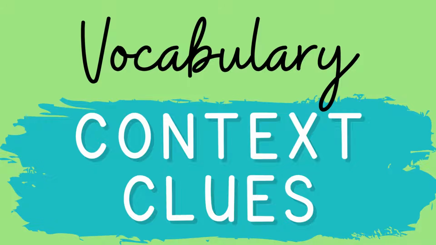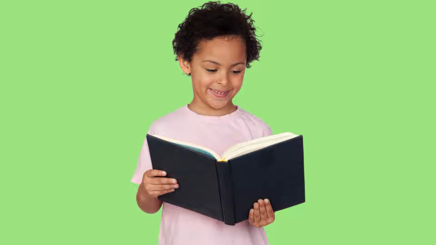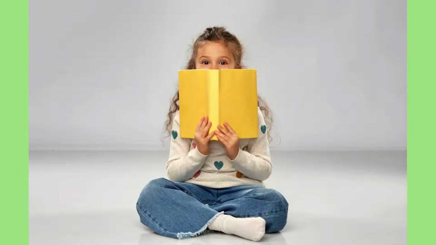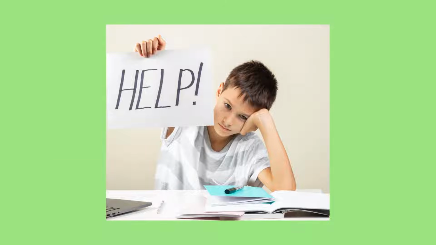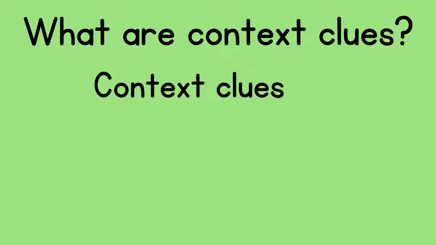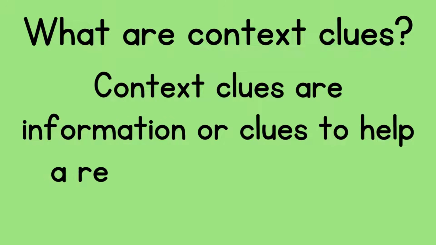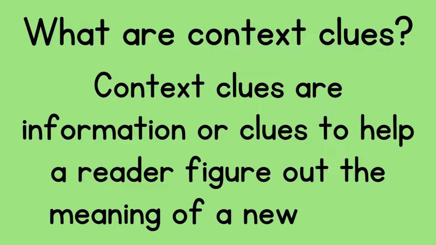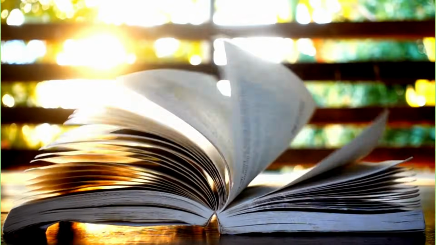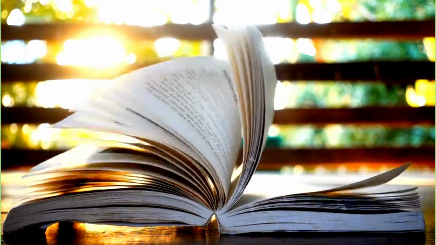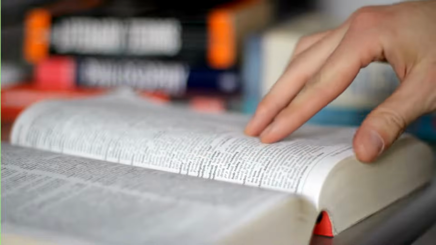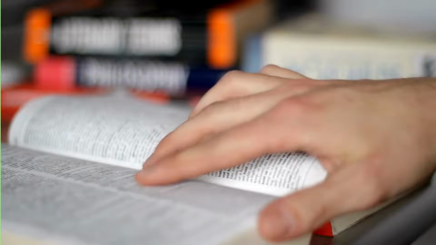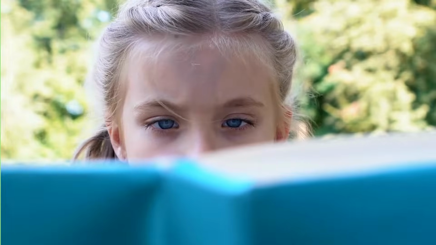Vocabulary, context clues. Have you ever found yourself reading and being confused by what you're reading, or not knowing what a word means? You need to use context clues to help. Context clues are information or clues to help a reader figure out the meaning of a new word. Authors often include more complex words to grow our vocabulary and enhance their story, but they build in ways to help you know that word without having to look it up in a dictionary. These are the context clues, and you can use them to conquer the meaning of these new words.